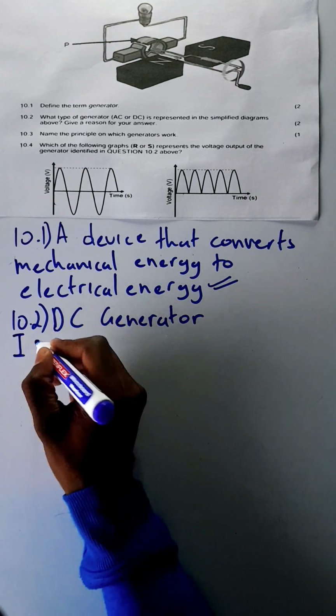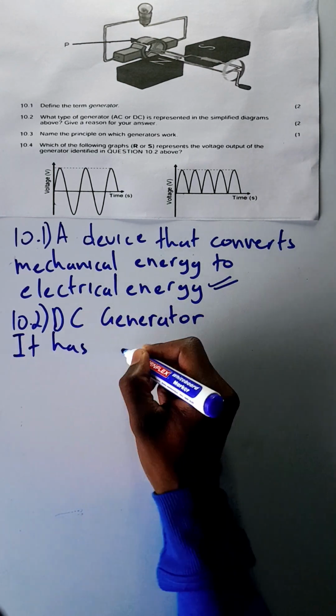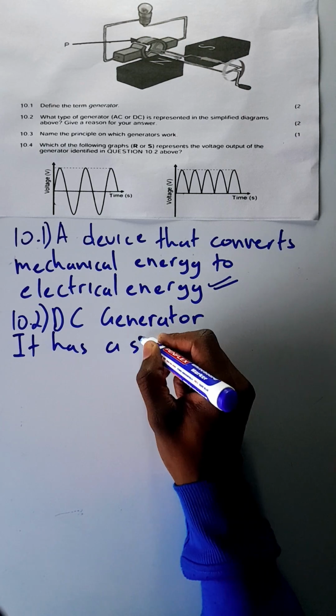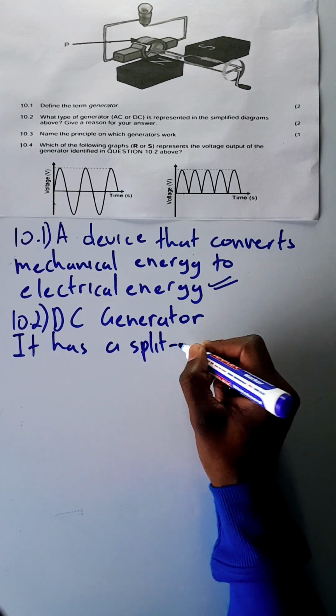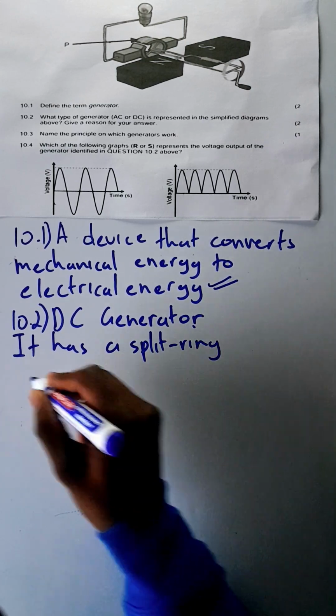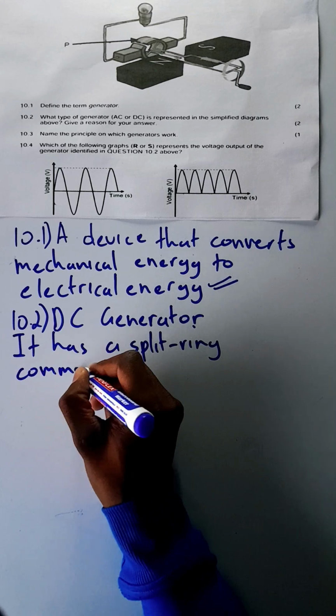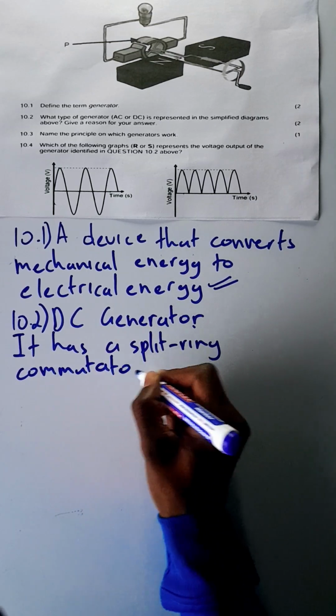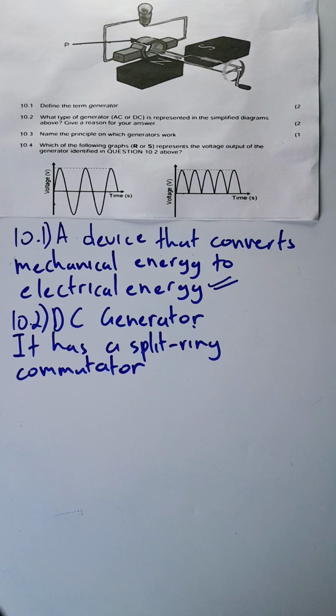This is because our device has a split ring commutator instead of just slip rings. So that would be 1, 2. The split ring commutator is reversing the current every half a cycle to give us a current that only flows in one direction.